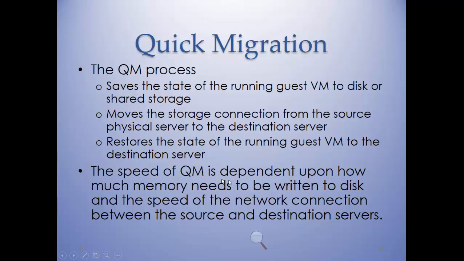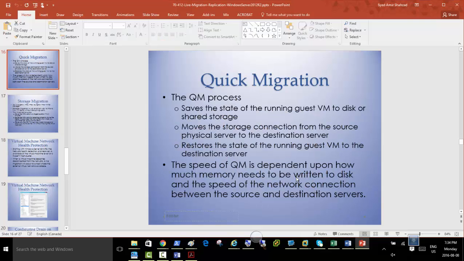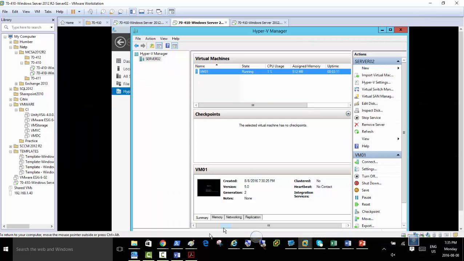The speed of QM or quick migration is dependent upon how much memory needs to be written onto disk, and the speed of the network connection between the source and the destination. So of course your speed of the network, if it's a fiber network, of course it's going to be much faster. If it's Ethernet network, still Ethernet cables are there. If they are best quality cables, if the switches are good, latest switches with good speed, so of course then it will be faster. But what happens in the background?